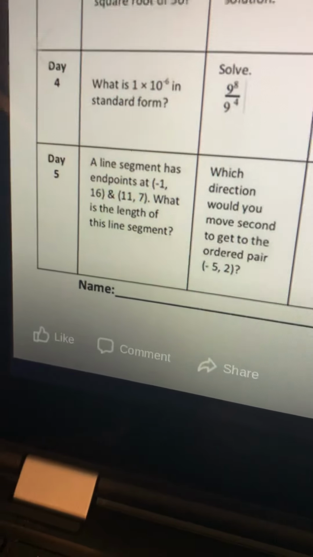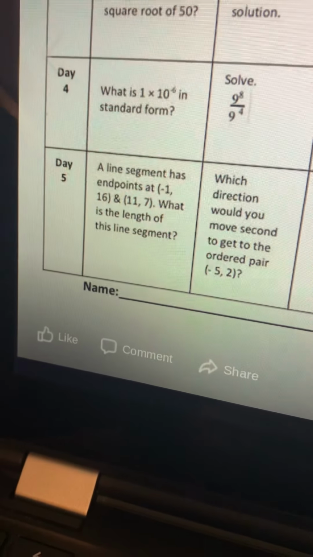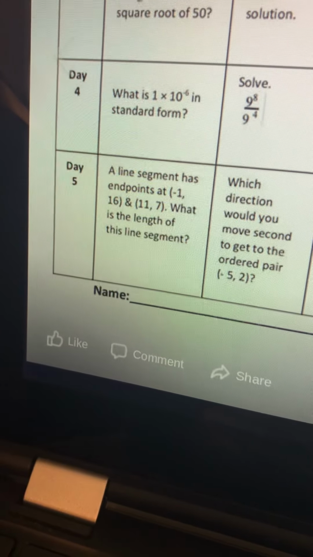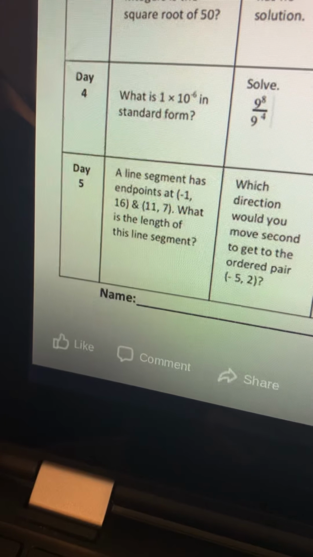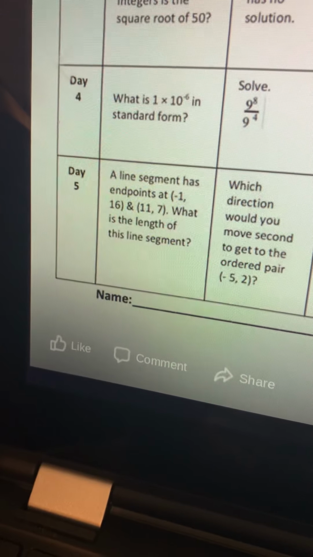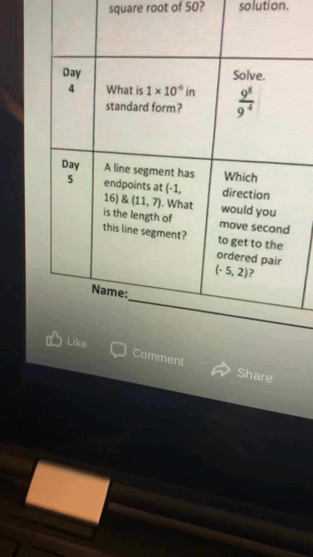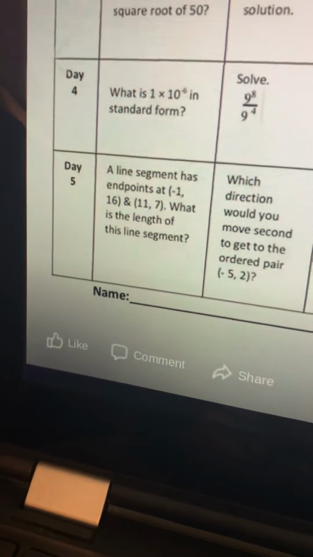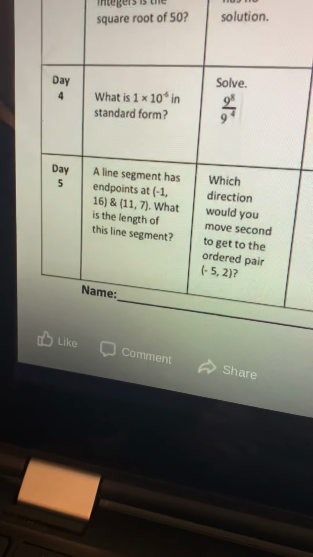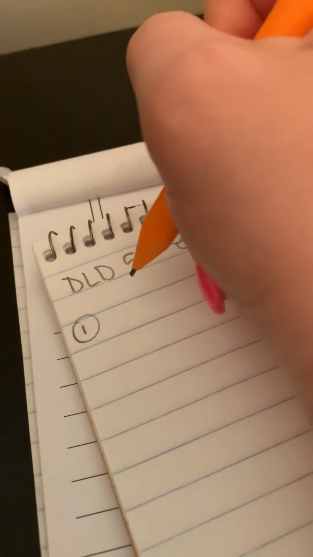Number 1 says a line segment has endpoints at (-1, 16) and (11, 7). What is the length of this line segment? If we think back to our Pythagorean theorem unit, we remember that we can take these points, stack them, and subtract them to find the leg lengths of our triangle, and then plug those into the formula for the Pythagorean theorem to solve for c, which would be our hypotenuse, which would be the length of this line segment. So let's start by stacking and subtracting our points.